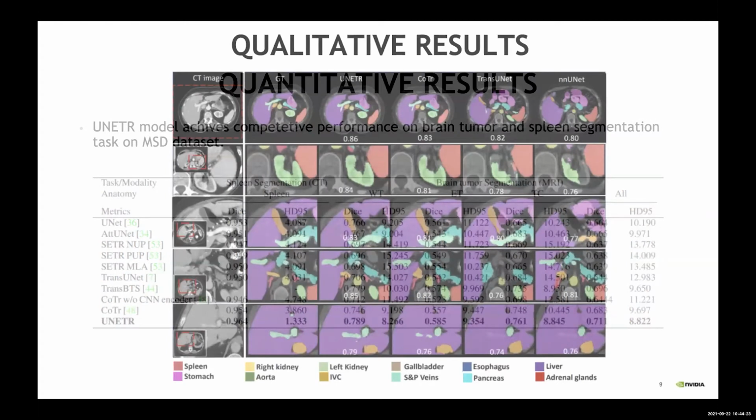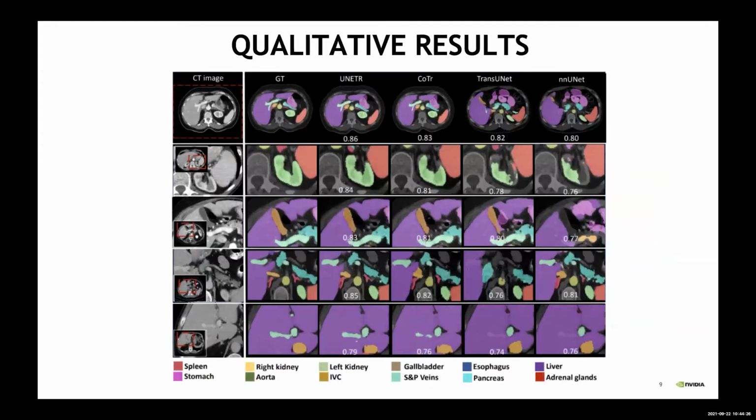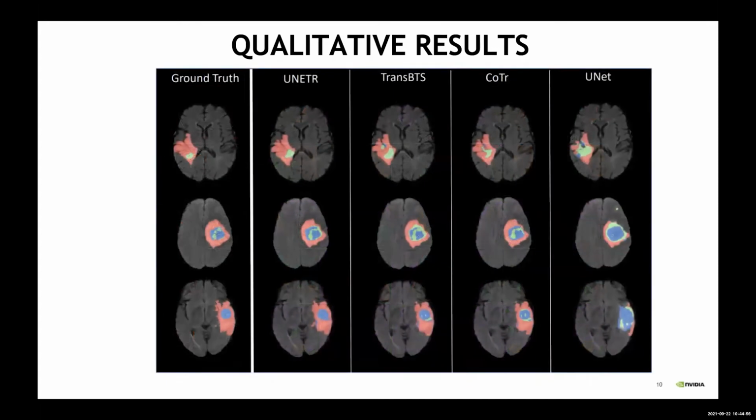So looking at some qualitative results on the multi-organ segmentation, we see better performance, especially with some of the organs such as adrenal glands. Most of these networks fail to capture the long-range dependencies that are needed to segment some of these specific organs. And we show that our model outperforms both TransUNet and nnU-Net, even in these visual comparisons. And same story here for the brain tumor segmentation. So we validated the efficacy of our model by also showing these qualitative results.